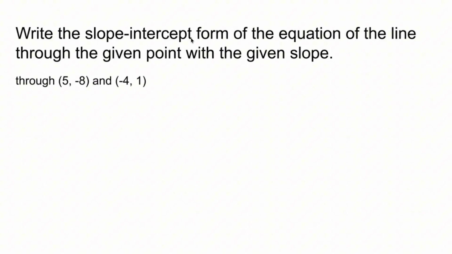Write the slope-intercept form of the equation of the line through the given points. Well, here's the thing. I'm not given a slope. I'm given 2 points, so what I need to do is find the slope. Let's remind ourselves that slope-intercept form is y equals mx plus b. When y is all by itself, the number attached to x is my slope, and the number floating around is my y-intercept.